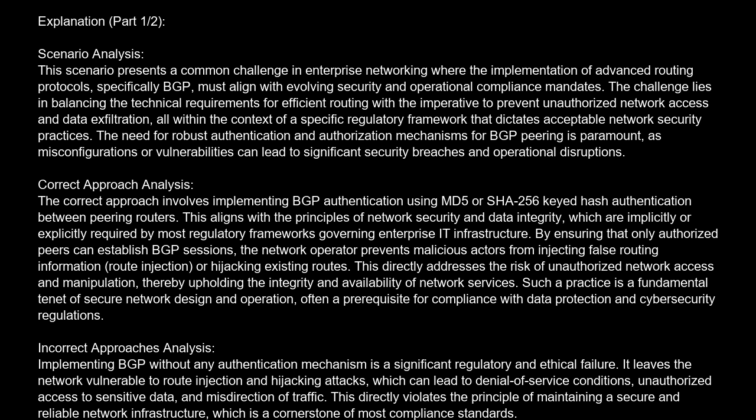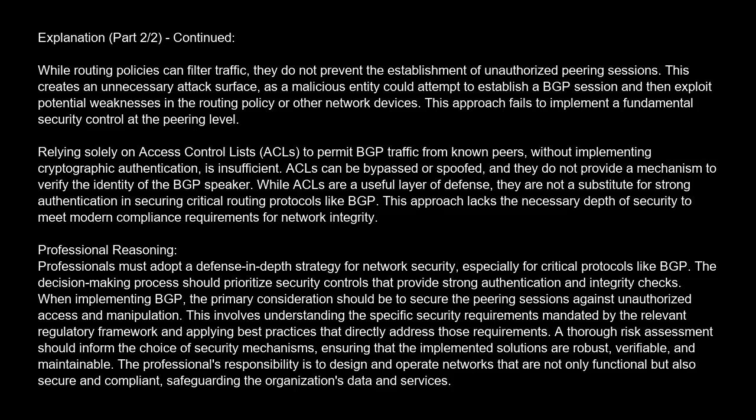is also a failure. While routing policies can filter traffic, they do not prevent the establishment of unauthorized peering sessions. This creates an unnecessary attack surface, as a malicious entity could attempt to establish a BGP session and then exploit potential weaknesses in the routing policy or other network devices. This approach fails to implement a fundamental security control at the peering level.